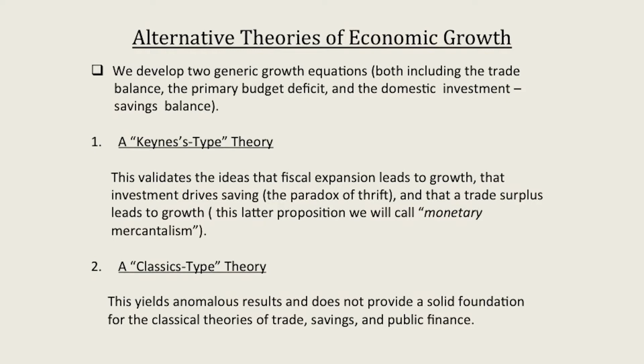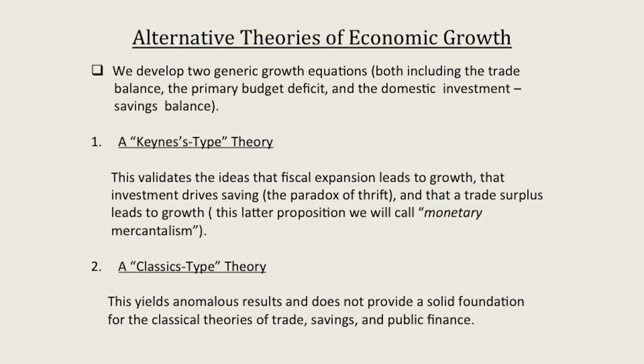The first one is going to be what I call a Keynes-type theory. This will validate such controversial issues as that fiscal expansion leads to growth. It will validate the idea that investment drives savings, not the other way around, the paradox of thrift. Also, it will validate the idea, if we're thinking about the case of China, that a trade surplus leads to growth, which I call, this is my term for it, monetary mercantilism.